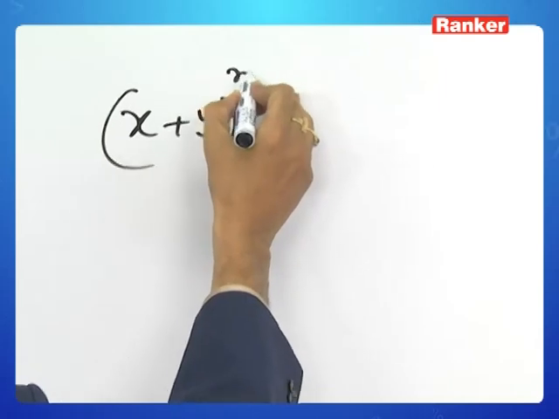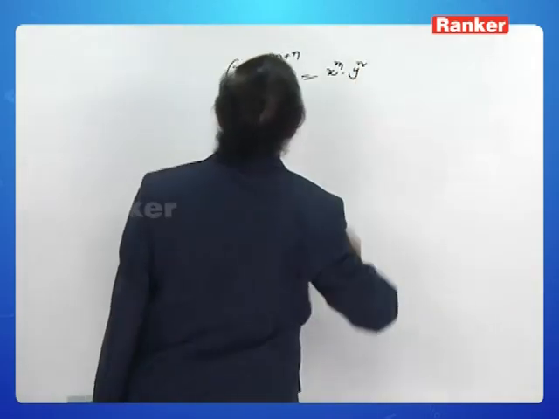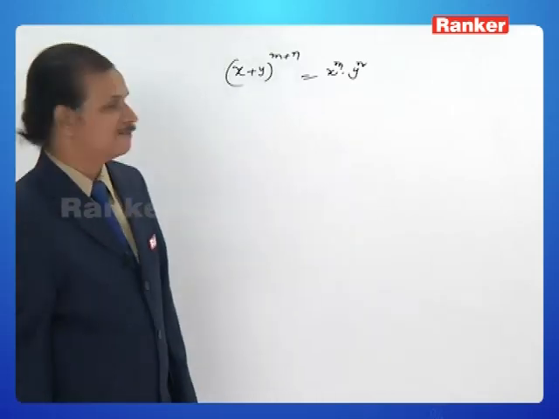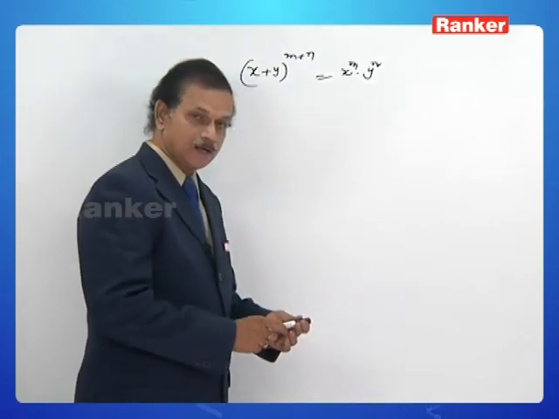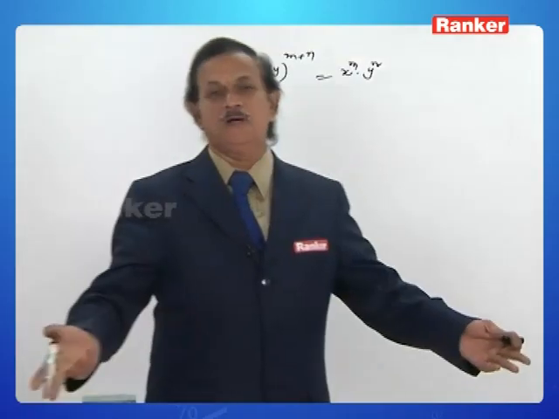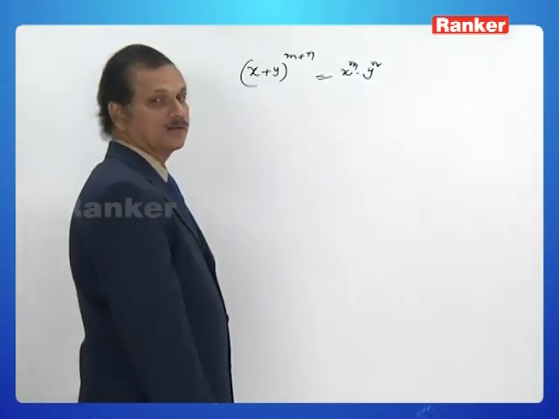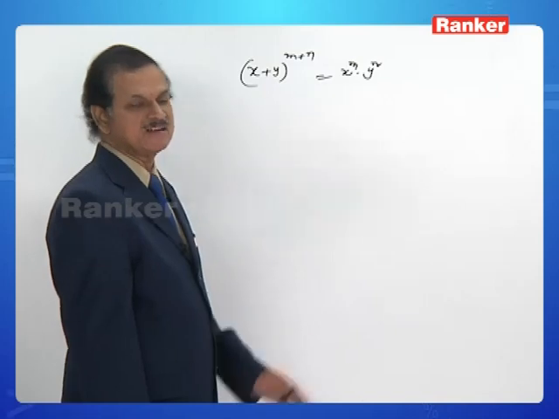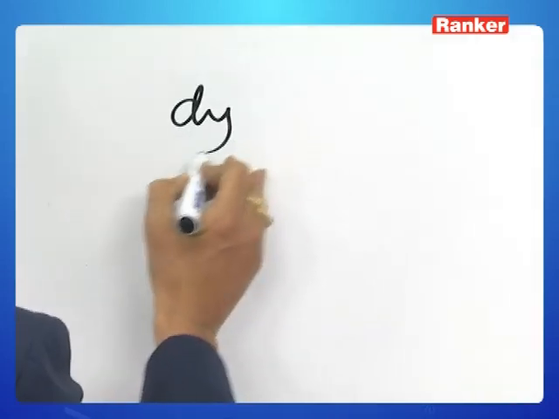(x plus y) whole to the power of m plus n is equal to x power m into y power n. That is a beautiful concept. It is an implicit function of x and y, and logarithmic differentiation is inevitable there. Therefore, we use logarithms on both the sides. (m plus n) into log (x plus y) is equal to m log x plus n log y, and then by differentiating, after that you will get the answer, as it is a famous answer.